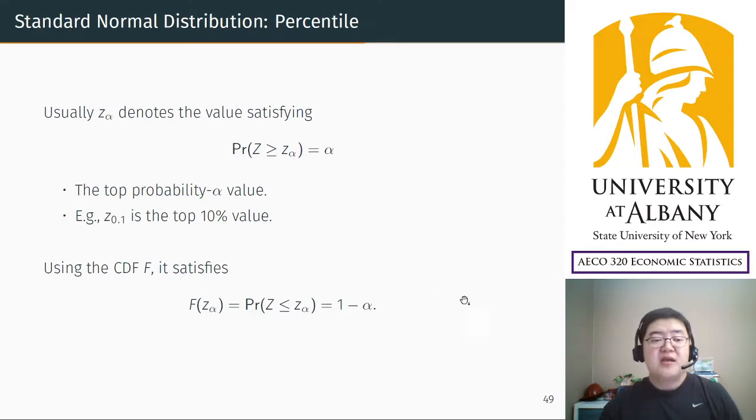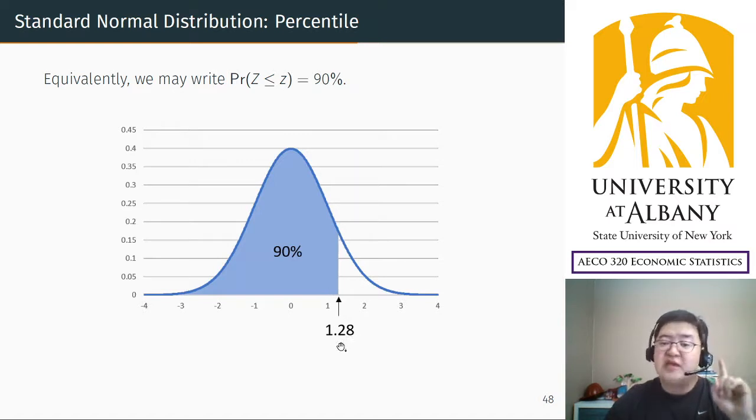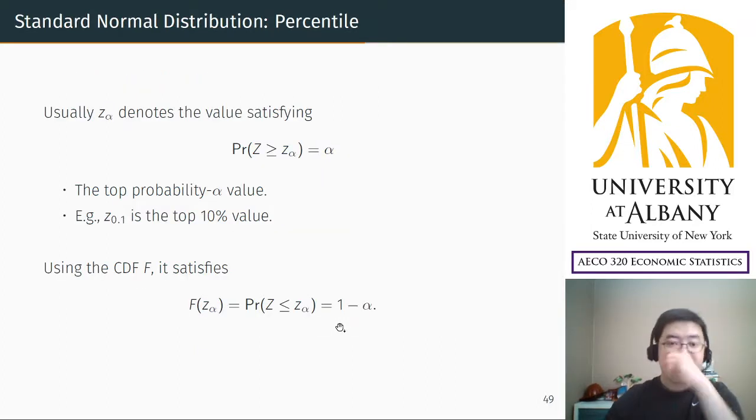And here comes another notation. It's a little bit inconsistent with the definition of percentile, because percentile takes this approach: percentile counts from the bottom up to this point. So in terms of percentile, 1.28 is the 90 percentile. We say it's the 90 percentile, but here we are going to interpret in the later chapters. It's not my fault. It's just a conventional notation in statistics.